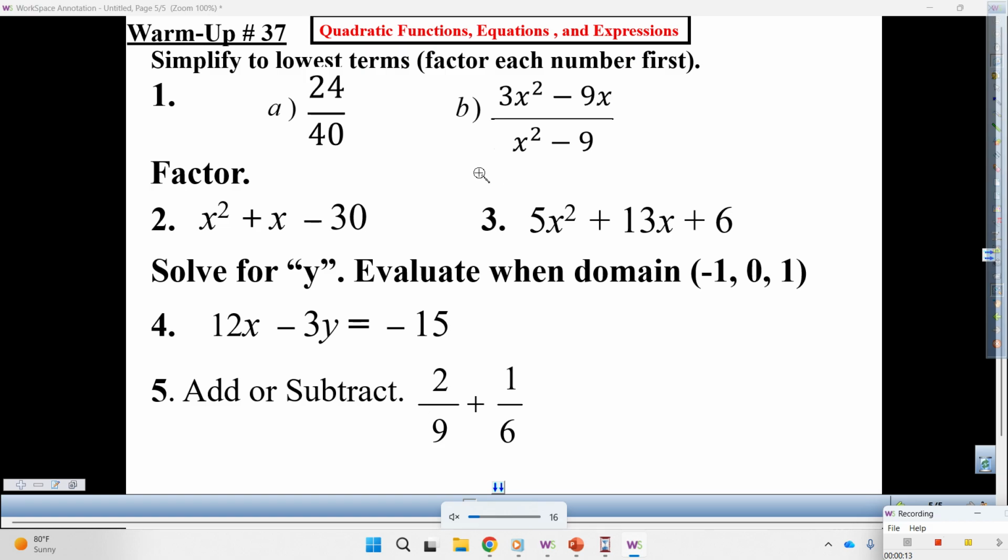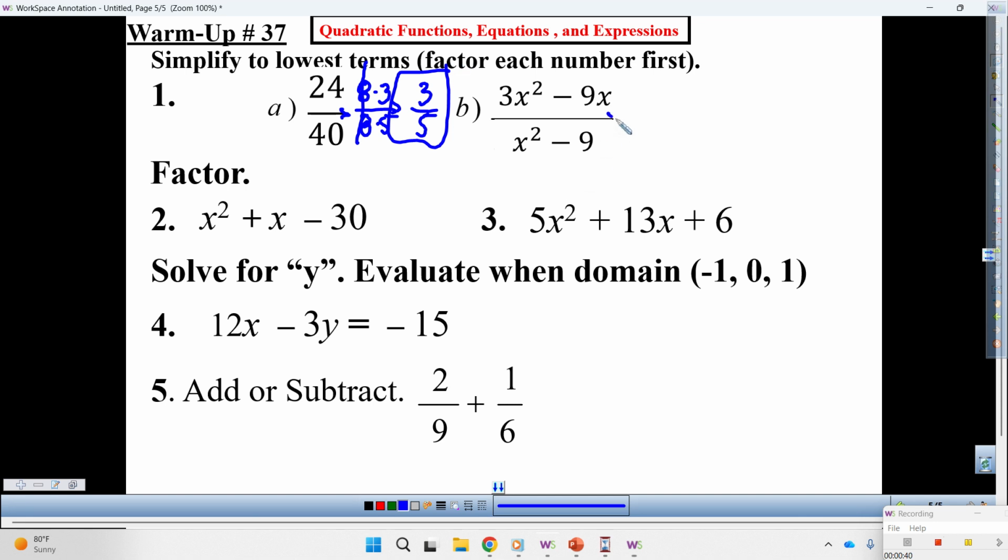All right. So let's go with number 1A. I'm going to go here to the front. Let's start with Maria. How did you break down the 24 and the 40? Eight. So 8 times 3 and 8 times 5. Giant 1 is 8. Should have gotten 3/5. Hands if you got 3/5. All right, good.